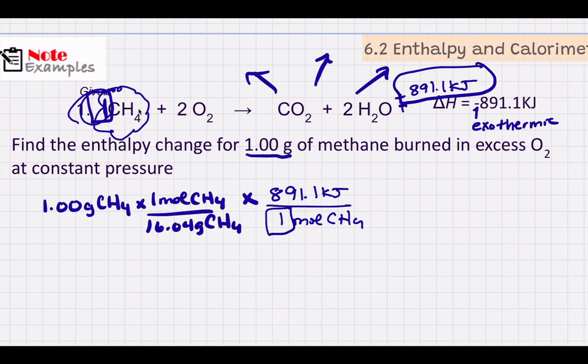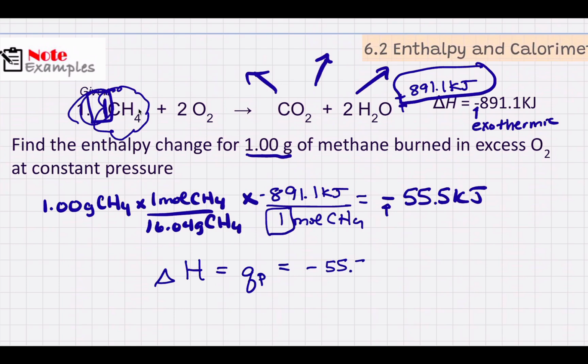And you can give this a negative value. You can also just give it a negative value at the end because that means that energy is being released into the surroundings from the system. So in all, our enthalpy change, which is the same as the Q at constant pressure for this reaction, is negative 55.5 kilojoules.